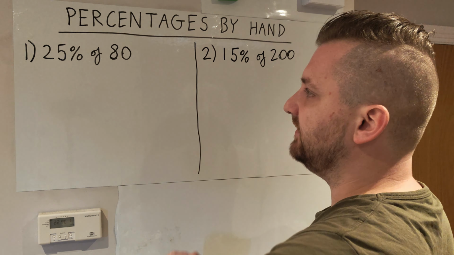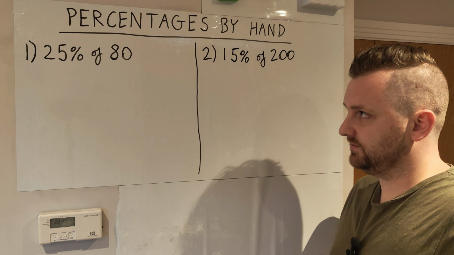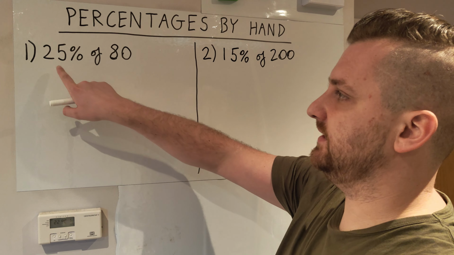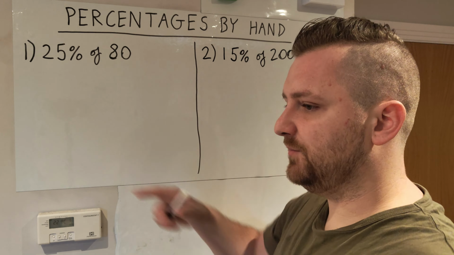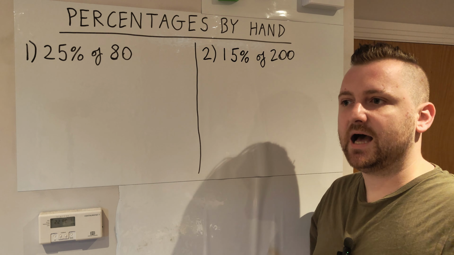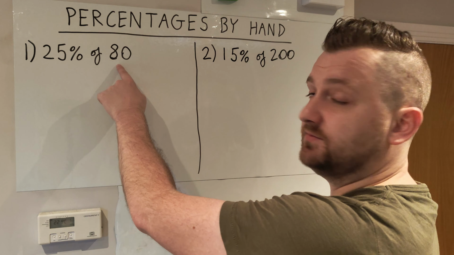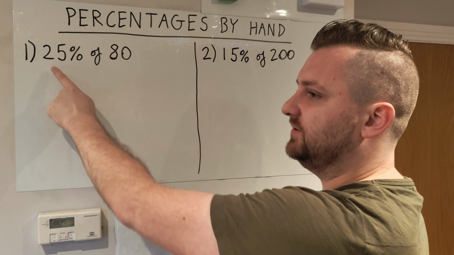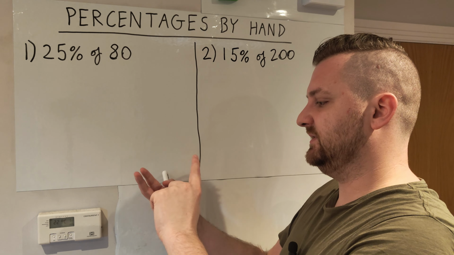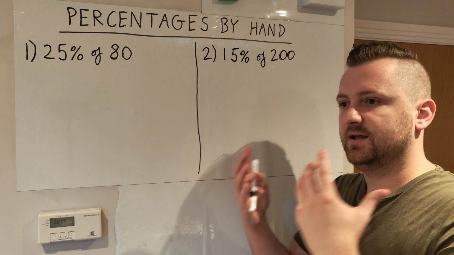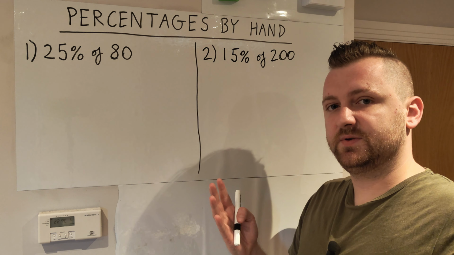In terms of 25% of 80, the first thing I think of here is, well, 25% is a quarter. How do I know it's a quarter? Well, 100% is the whole number. So if you had 25%, 25%, 25%, 25%, there's 4 of them to make up that 100%.